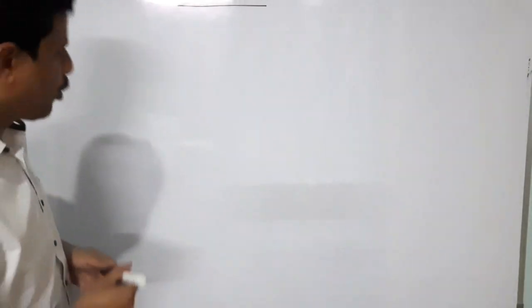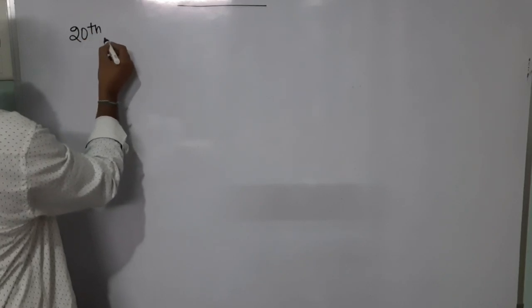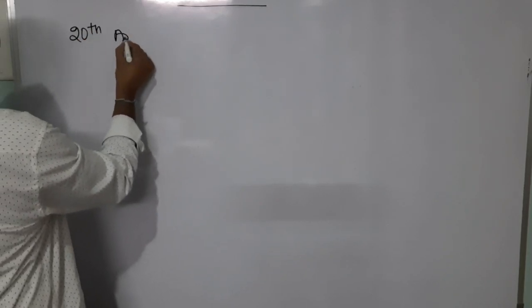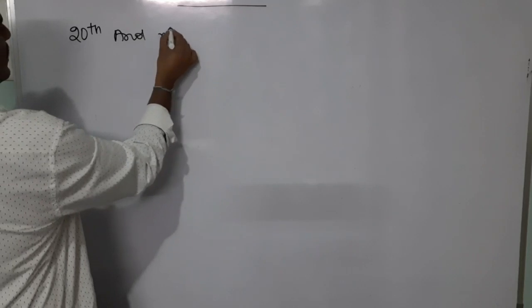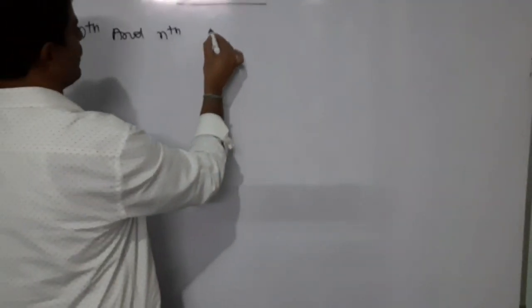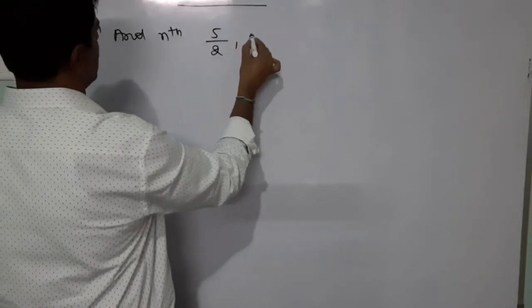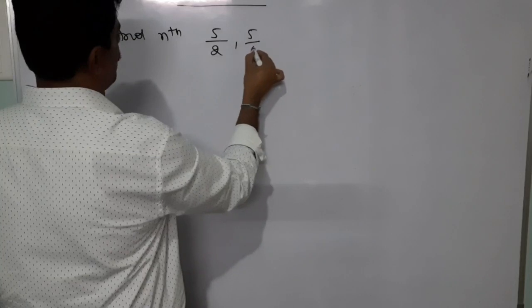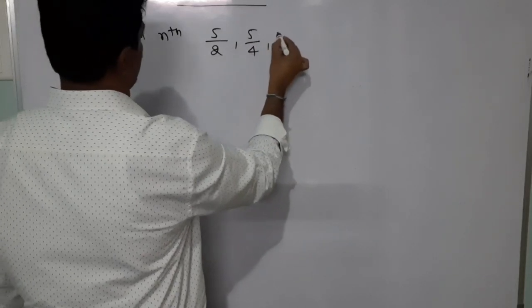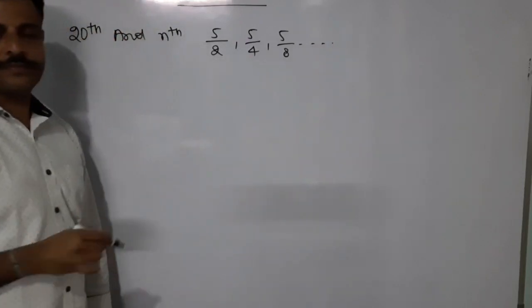Look at the first problem in the textbook: find the 20th term and nth term of the GP 5 divided by 2, 5 divided by 4, 5 divided by 8, and so on.